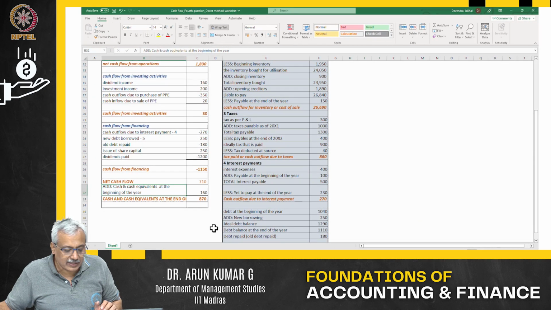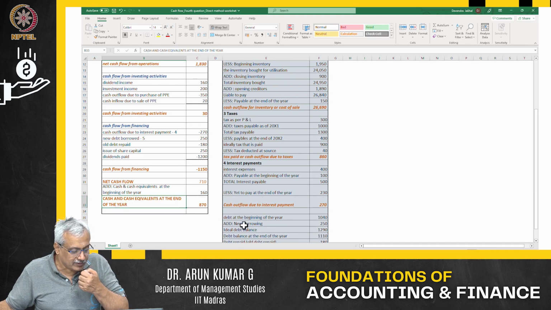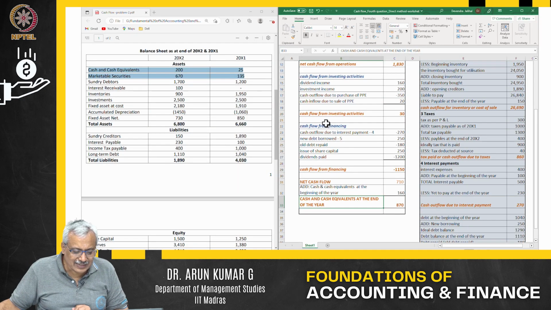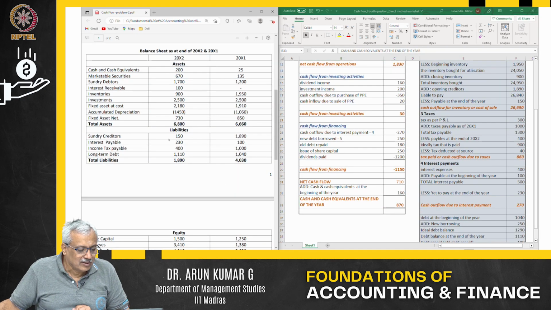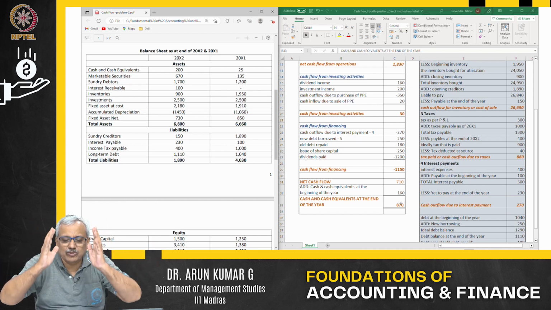So, let me see that cash and cash equivalents. I just have to put wrap text out here. So, that is 870 out here. Is it 870? Let us see. What is the cash? $200. What is the cash equivalent? $670 at the end of the year. What is the figure we have got? $870. So, cash flow is complete.